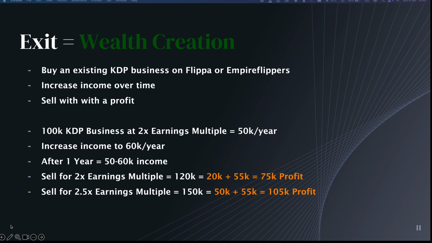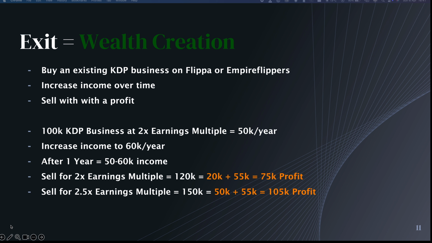Let me give you an example of how you can create wealth in this way. You can buy an existing KDP business on Flippa or Empire Flippers and you increase the income over time. After some time, let's say a year, you will sell with a profit. So if you buy a business for $100,000 at a 2x multiple, you would earn $50,000 a year. If you were able to increase the income to $60,000 a year, after 1 year, you would have earned between $50,000 and $60,000 in income. And if you sell this business for a 2x multiple, you would have earned $20,000 profit.